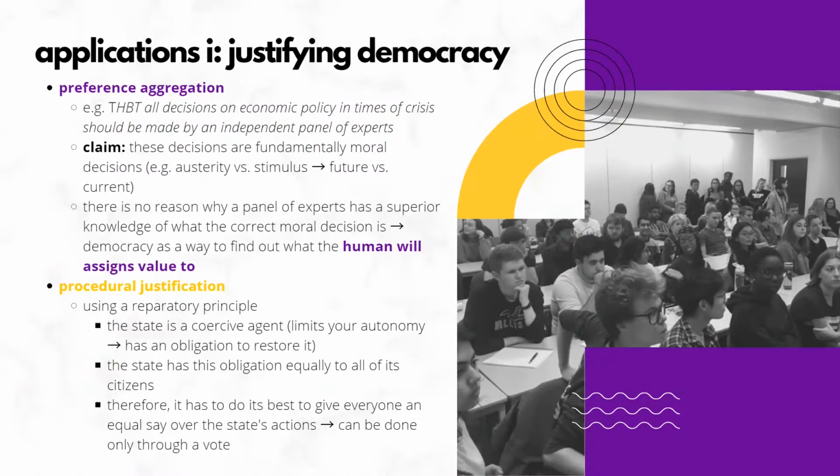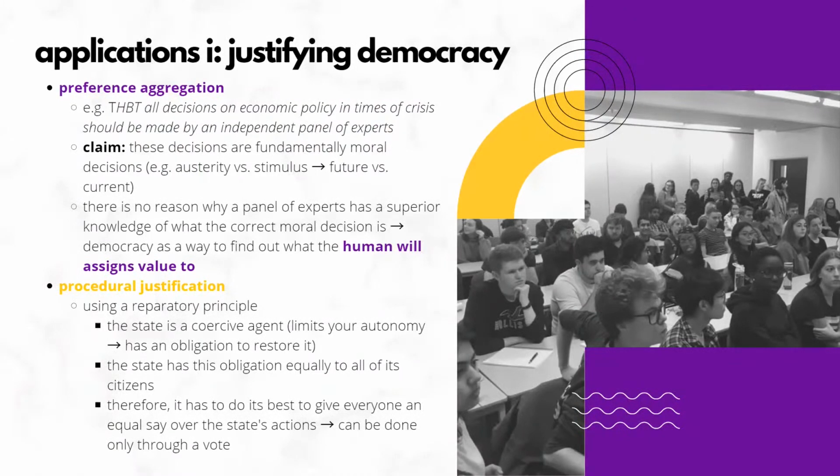No, you can do very similar things with environmental policy or any other kind of policy that can be put in that sort of motion. Then you can just claim that there is absolutely no reason why that panel of experts has some sort of superior knowledge of what the correct moral decision is. The panel doesn't have special moral arbitration. What this means is that democracy and the aggregation of preferences of individuals is the correct way to find what actually is valuable and what people value, because you find out through these preferences what the human will assigns value to. Again, going back to what we talked about in terms of the argument about meaning and experience.